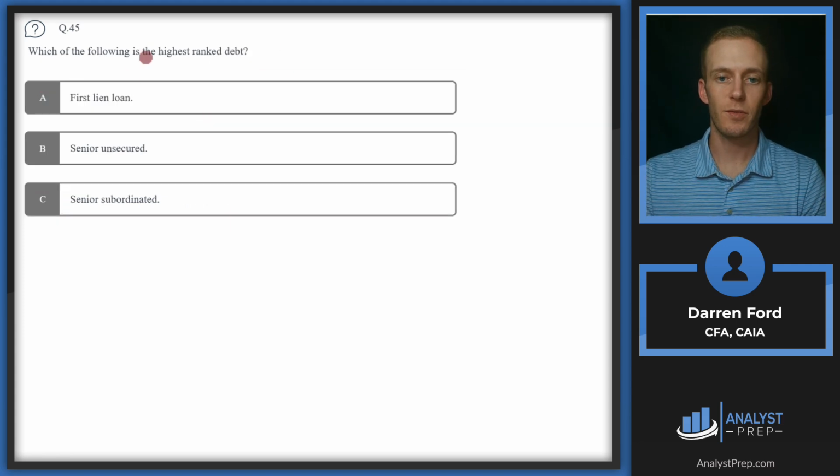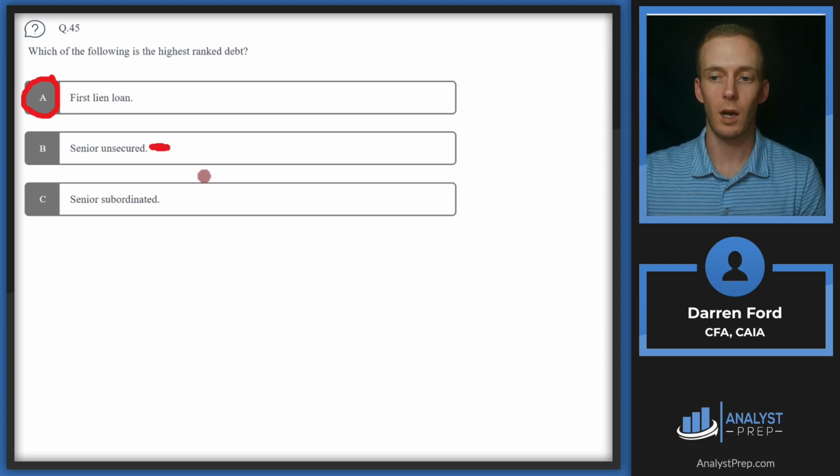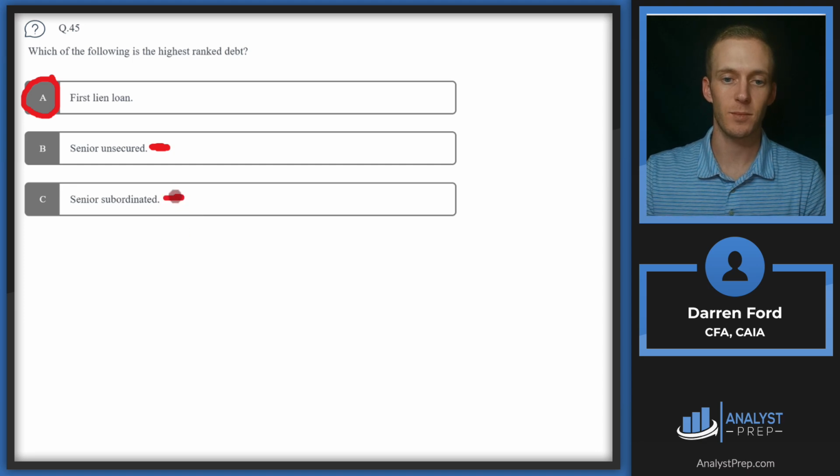Question 45. Which of the following is the highest ranked debt? So highest ranked basically means which debt is first in line in order to collect the assets in case of default. So we've got A, first lien loan, B, senior unsecured loan, or C, senior subordinated. First lien is going to equal first claim on the assets, so it's going to be above senior unsecured, which is not going to be collateralized by any specific assets. And subordinated, it's kind of right there in the name. It's going to be a subordinate debt to other debts in line. So stick with A, first lien loan.